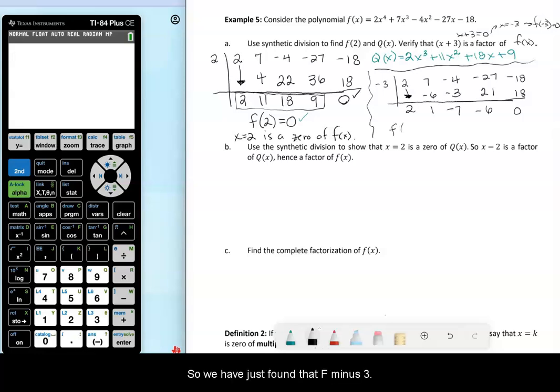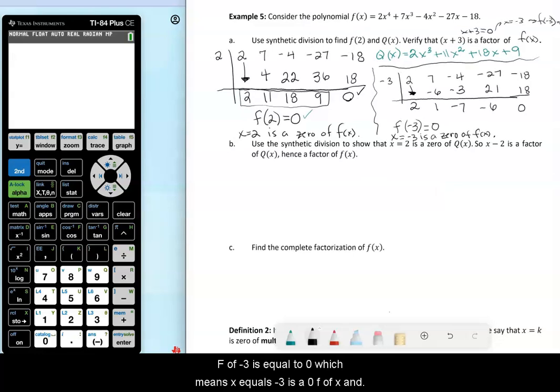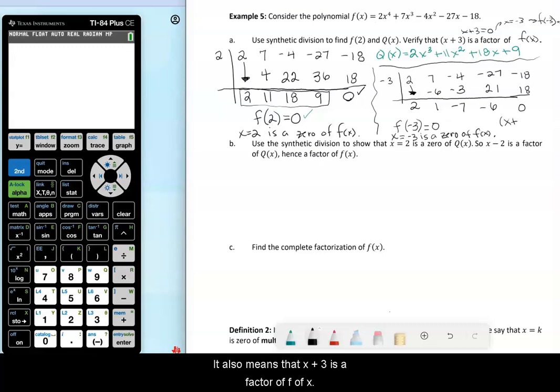So we have just found that f of -3 is equal to 0, which means x equals -3 is a 0 of f of x, and it also means that x plus 3 is a factor of f of x. And that's part A of this example.